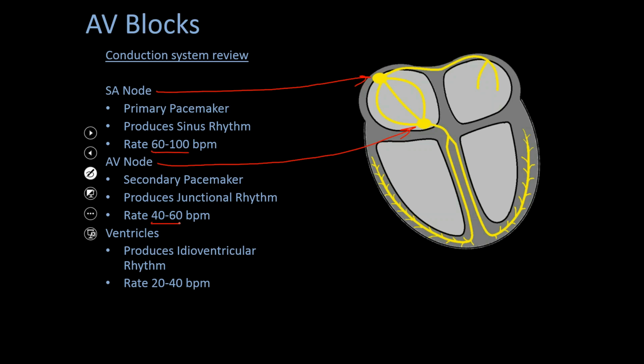Now, if the SA node and the AV node are both unable to pace the heart, the ventricles can pace the heart. It produces what's called idioventricular rhythm, and that paces at a range between 20 to 40 beats per minute.